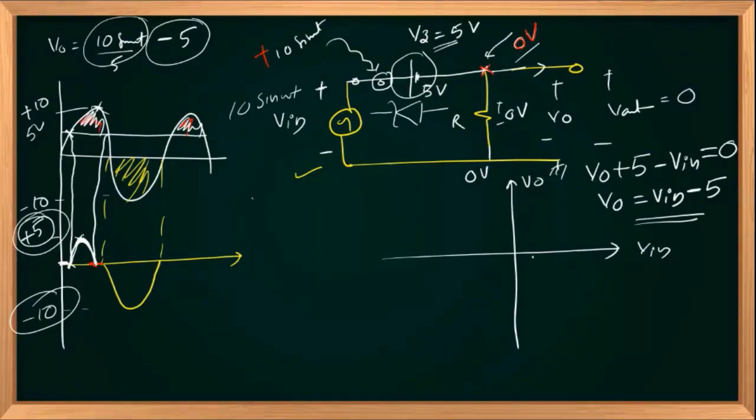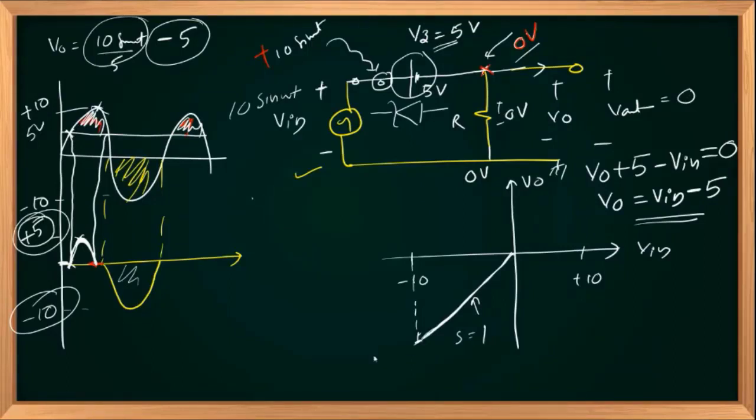So once your transfer characteristics are ready, everything else can be evaluated. We are varying the input from minus 10 to plus 10. As we discussed, when input is negative, V out is the same as my V in. So the slope will be 1, it passes through the origin, and the input is limited by minus 10 volts.